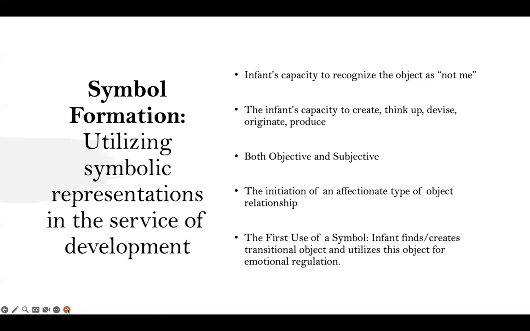We see the initiation of an affectionate type of object relationship. And this constitutes the first use of a symbol. The infant finds and creates a transitional object and utilizes this object for emotional regulation. We can hear that child, and they hold the blankie, and they get into a new place just by holding the symbol, thinking of the primary caretaker that's been internalized.